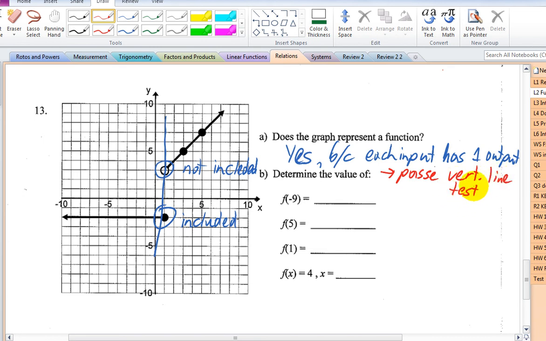F at negative 9. Good. So here's negative 9, and the point is negative 2. For y. F at 5. 7, correct. So f at 5 is here, and your y value is 7. Good. F at 1. 3 and negative 2. Close, but if it's not included, that means it's actually not there. So the answer would just be negative 2.